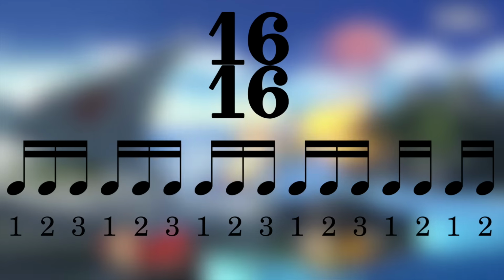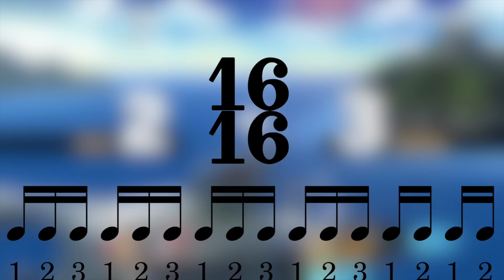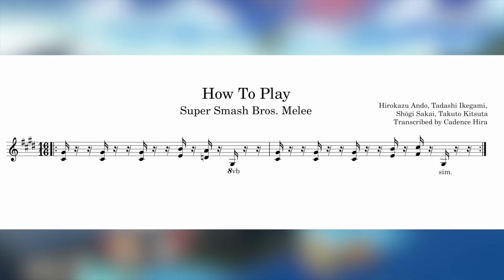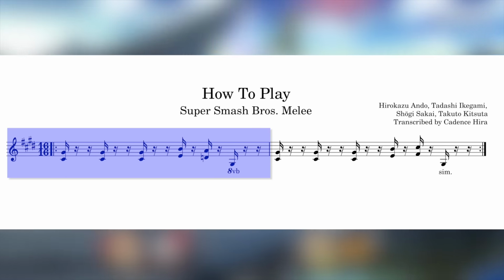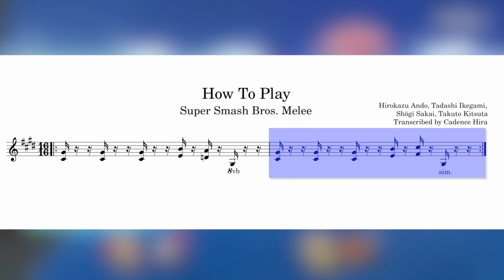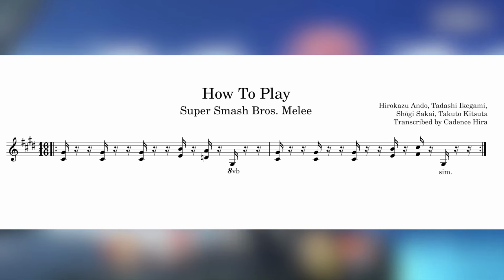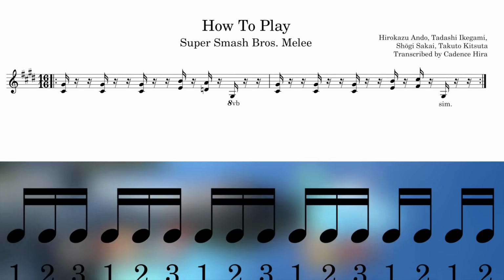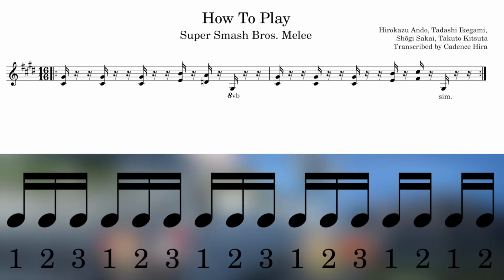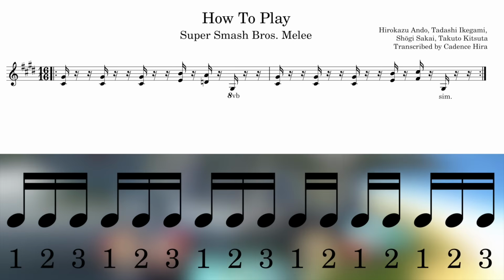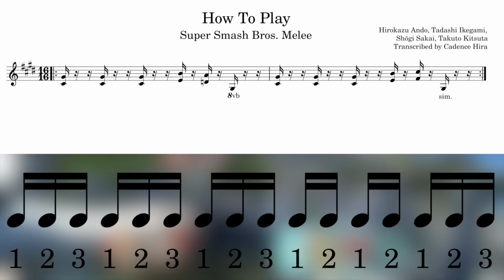There's an even more compelling example of something purely 16 in the How to Play theme, also from Melee. At first glance, it's hard to even see that this is just 16, but it has the same division of 3 plus 3 plus 3 plus 3 plus 2 plus 2, just sending one of those 3's to the back, giving us 3 plus 3 plus 3 plus 2 plus 2 plus 3.